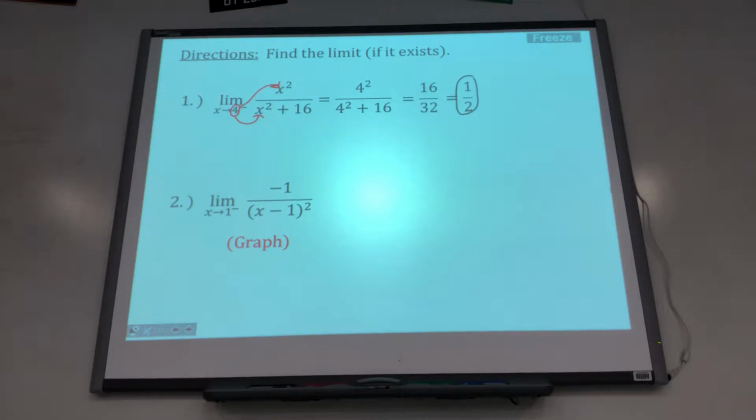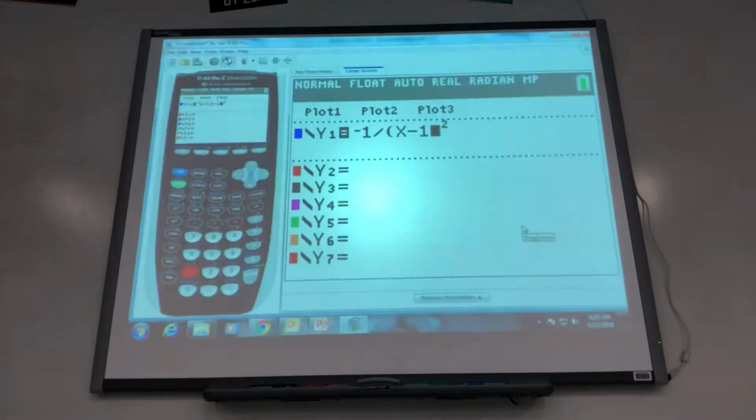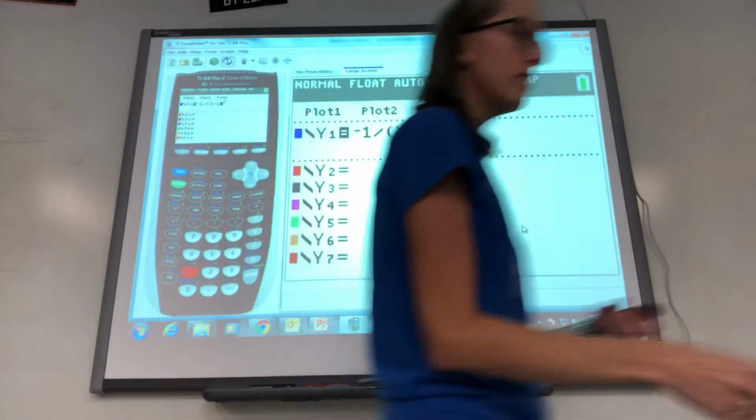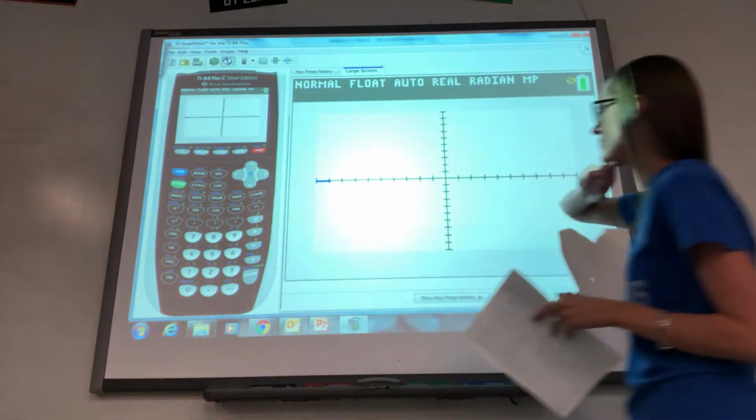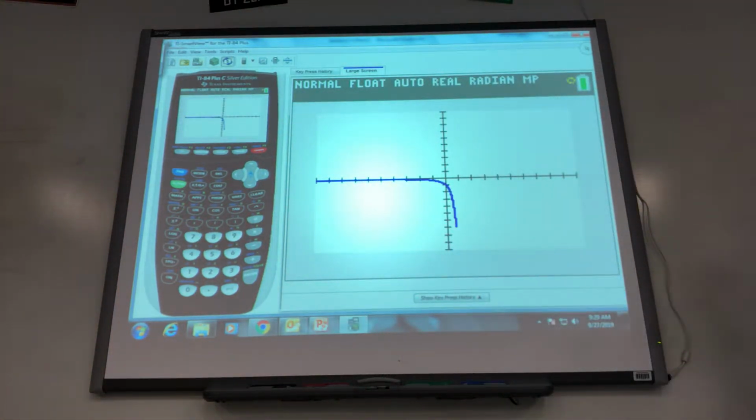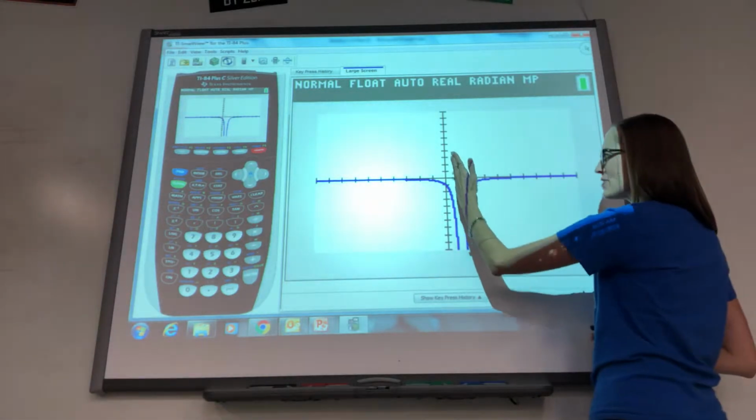You can graph it too, but I'll put mine up here so we can all look at it together. And it is -1 divided by (x minus 1) squared. That should be what it looks like when you type it in. -1 over (x minus 1) squared. So, graph, what am I doing here? I'm coming in toward 1 from the left. This is where x is 1.